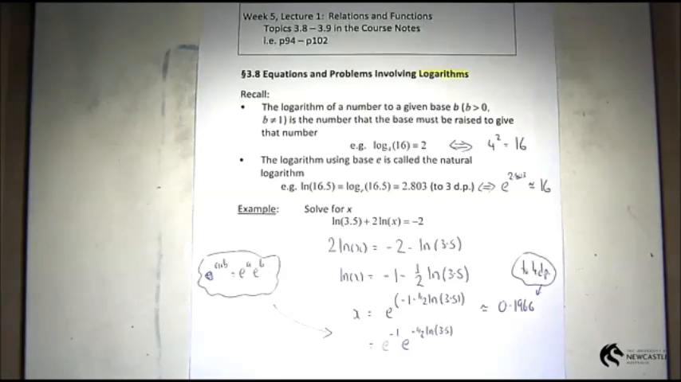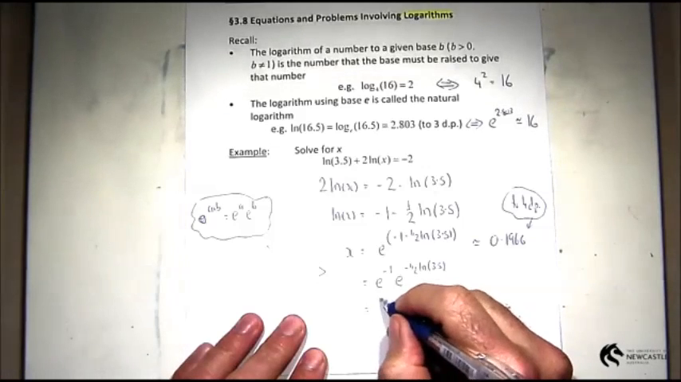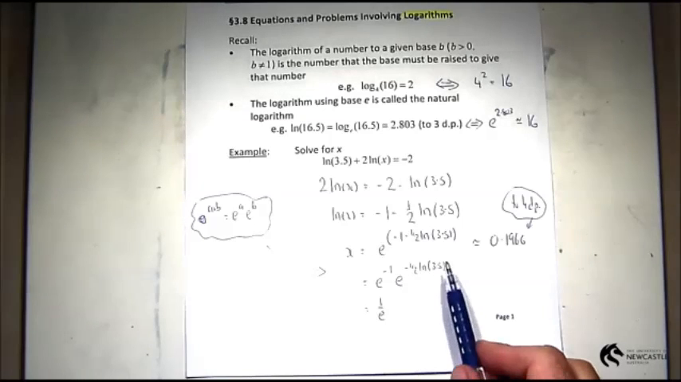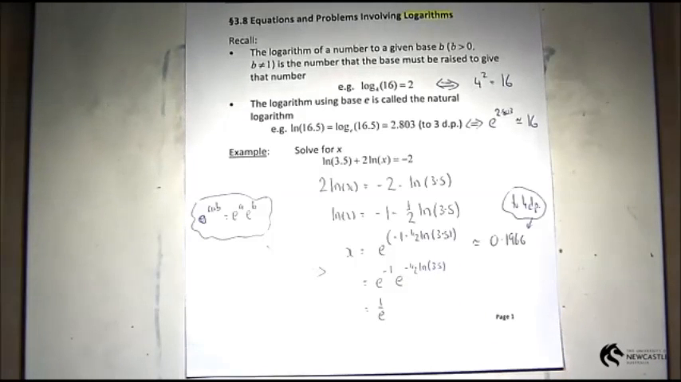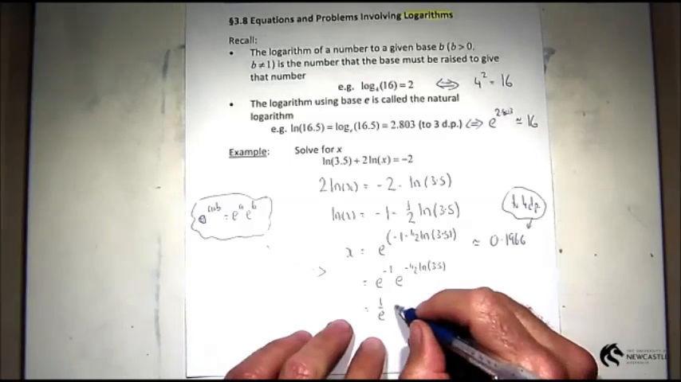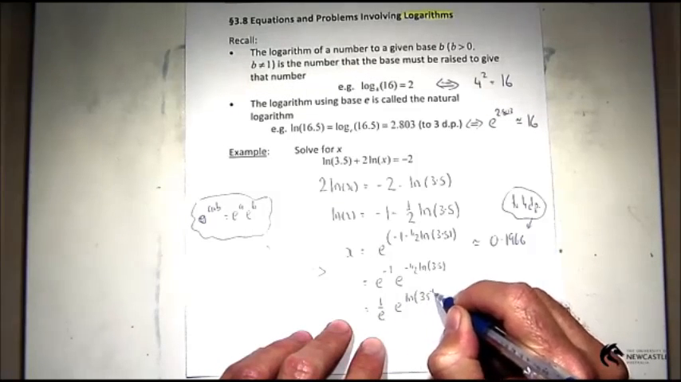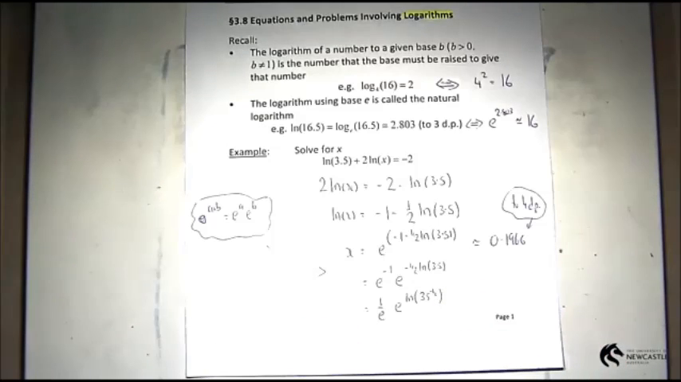e to the minus 1 I can interpret via my laws of indices as being 1 on e. This one here I can't do much with unless I invoke one of my log laws, which is here: e to the log 3.5 to the minus a half. I've used this log law again, where n is minus a half. Minus a half log x is log x to the minus a half. So I've used that.